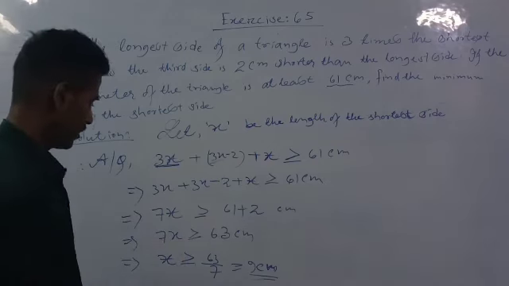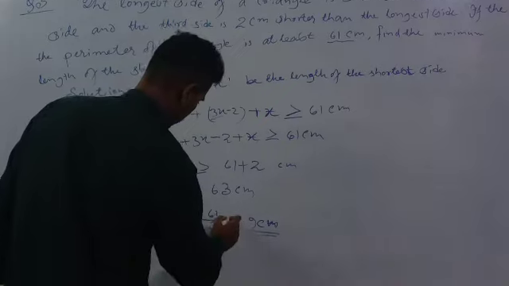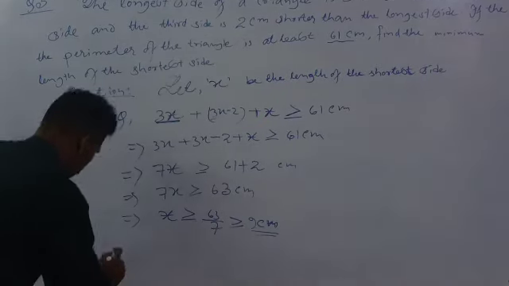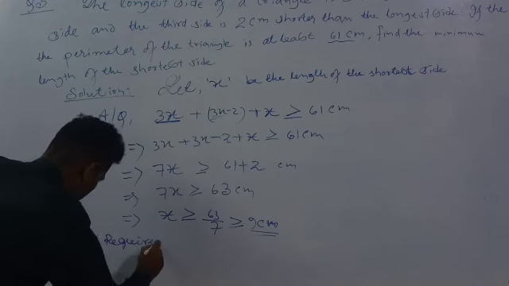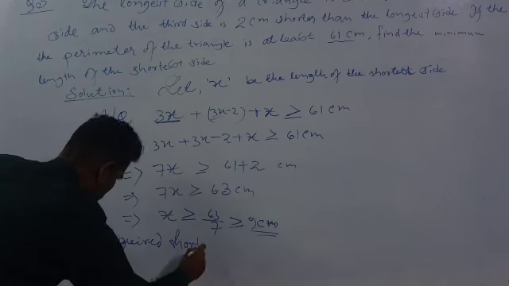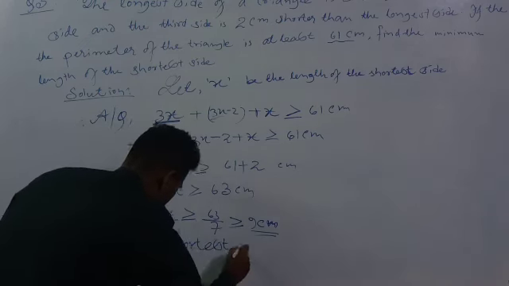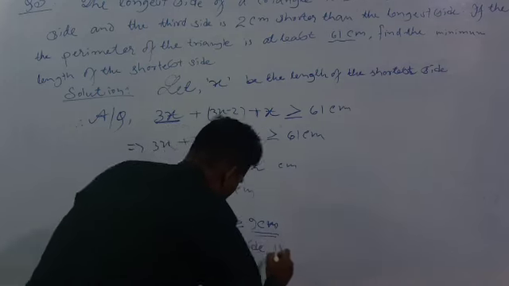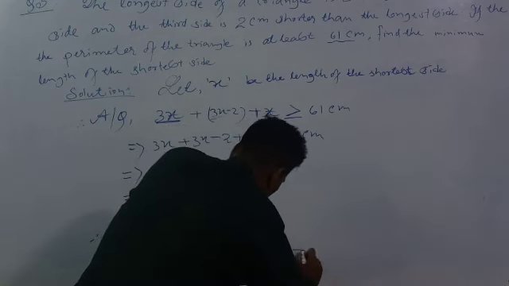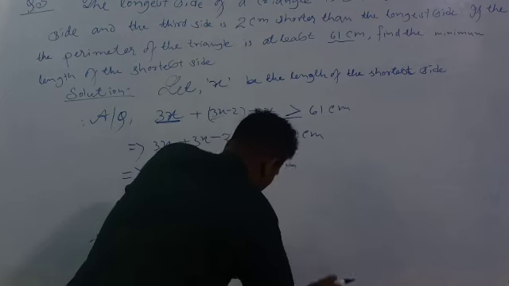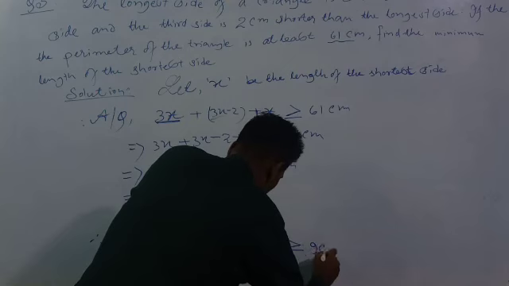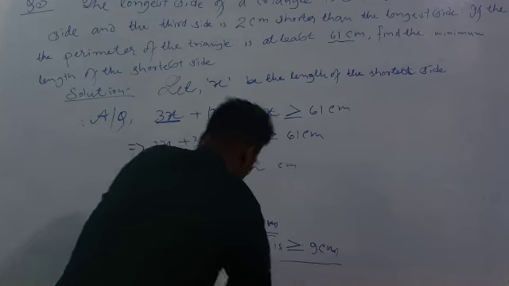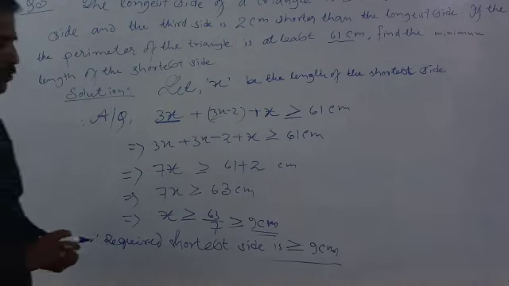So what we got here: therefore, the required shortest side is equal to or larger than 9 cm. Well, this is the solution for question number 3.